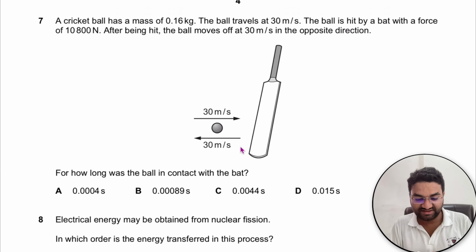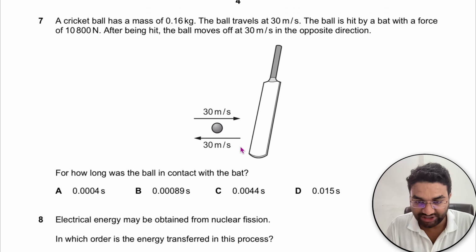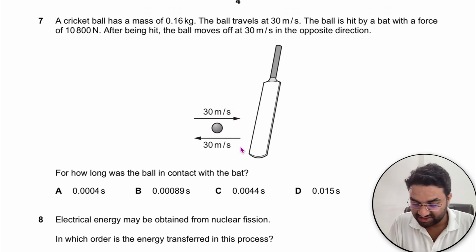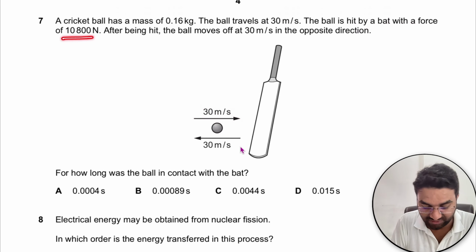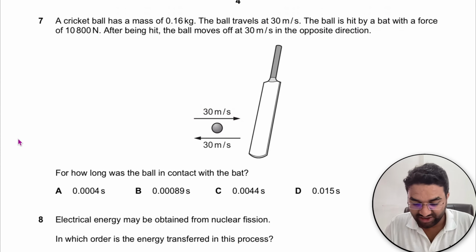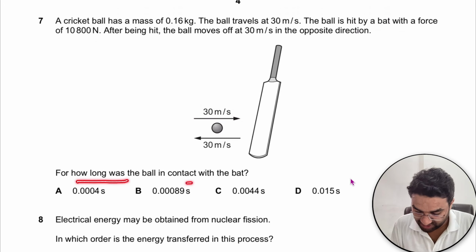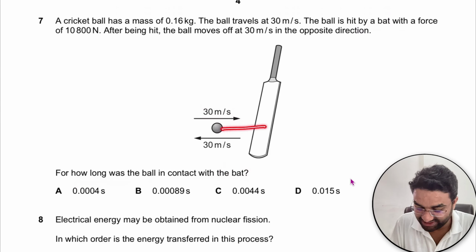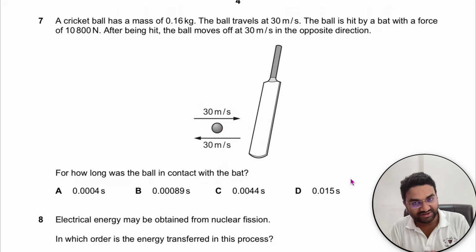Then next, we have a cricket ball with a mass of 0.6 kg. The ball travels at a speed of 30 meter per second. The ball hits the bat with a force of 10,800 Newton. After hitting, the ball moves backward with a speed of 30 meter per second in the opposite direction. How long is the ball in contact with the bat? Isn't this interesting? Here we have to calculate how long it's in contact with the bat.